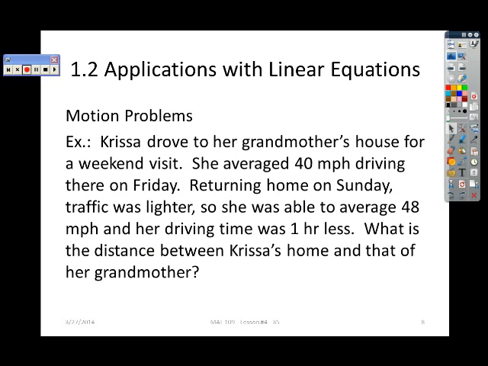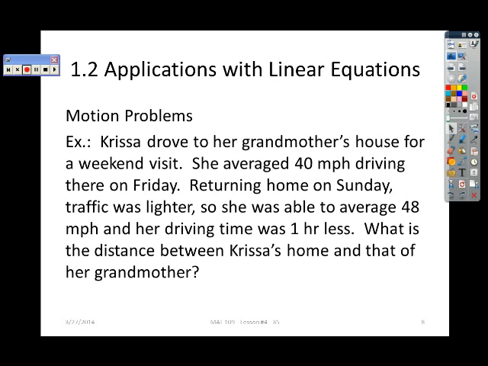So here's a problem. Krista drove to her grandmother's. Read through that. So you can read. I'm not going to read it to you. Then let's use the method that I've described for how you approach an application problem.